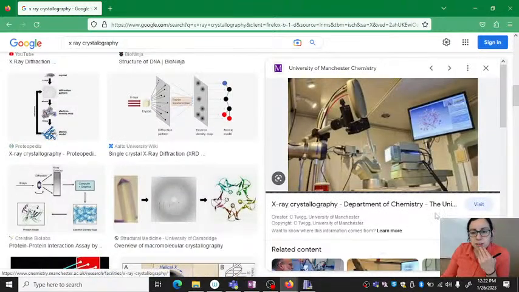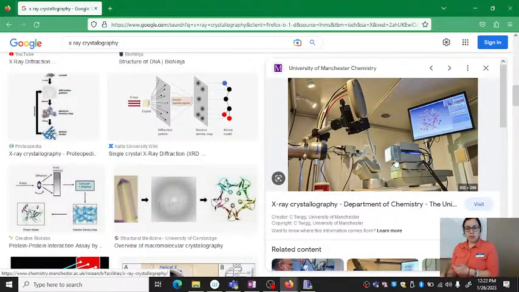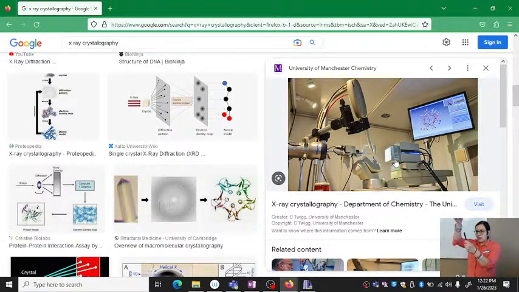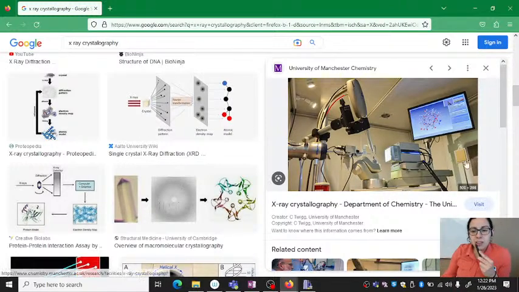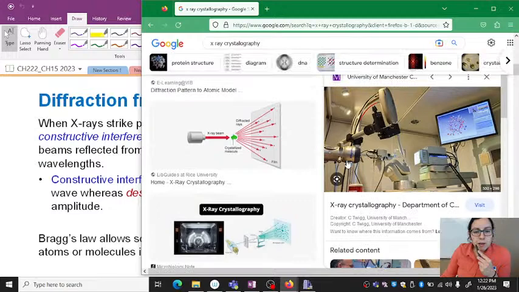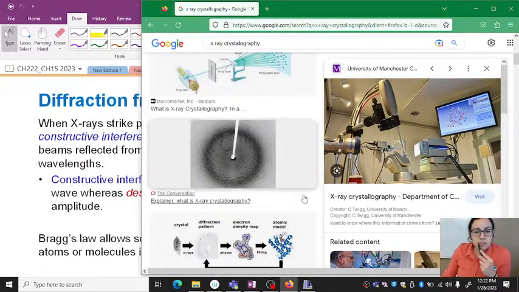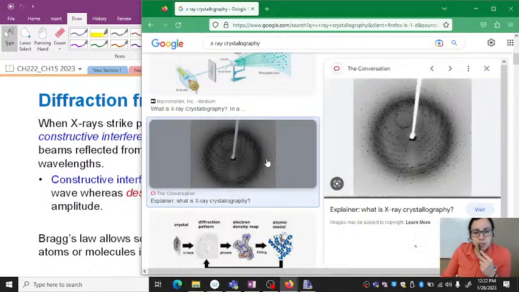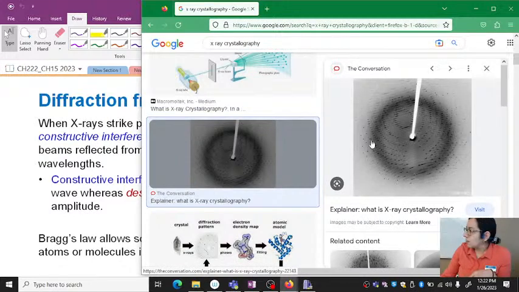Here's a decent one. What I'm trying to emphasize is your crystal gets mounted on this tiny little point. So you have the smallest crystal, and then the X-ray crystallographer, if you're lucky enough to have one, or otherwise you have to do it yourself, mounts your tiny crystal on there, and then it gets bombarded with these X-rays. And just so you can see with these pictures, it creates this diffraction pattern.